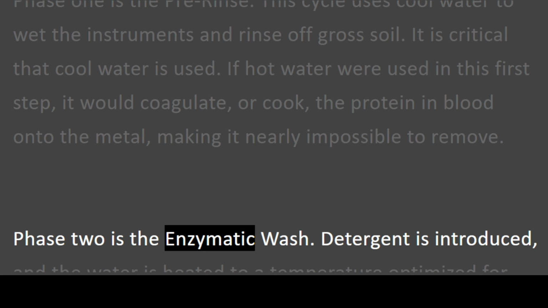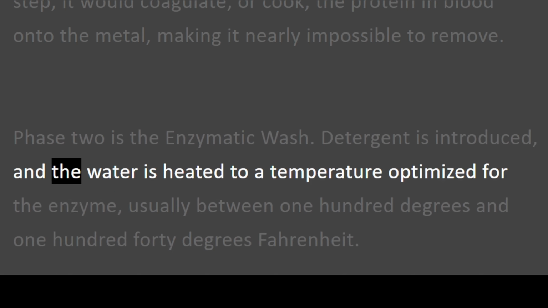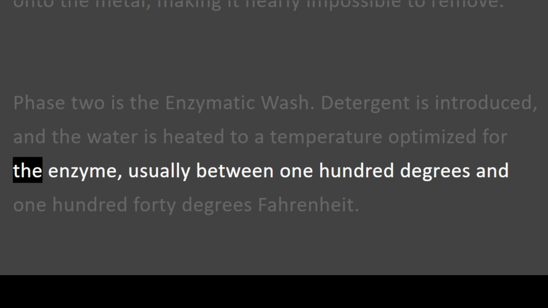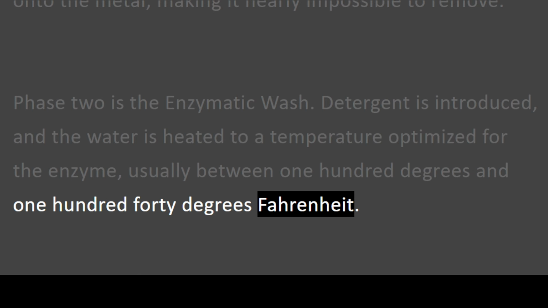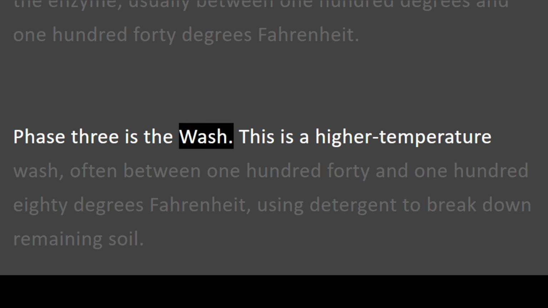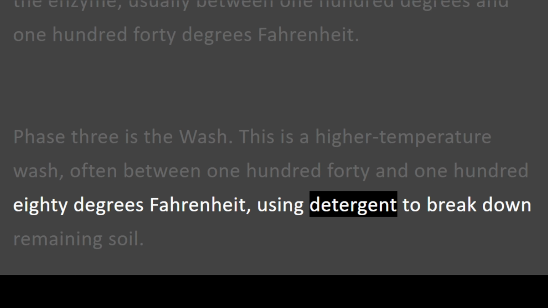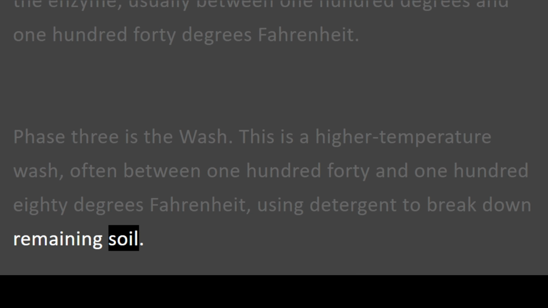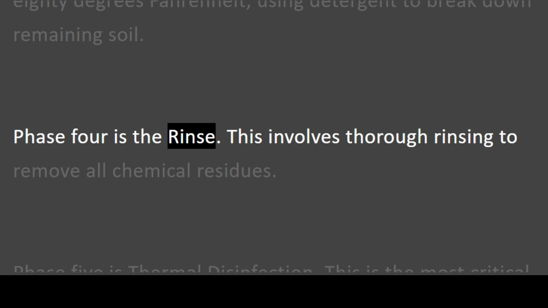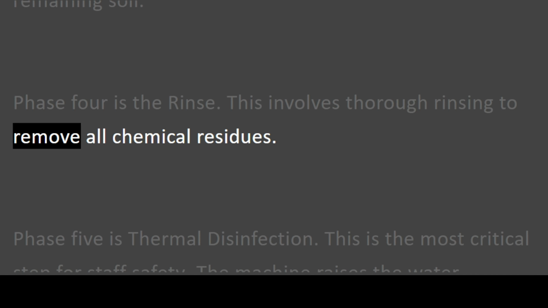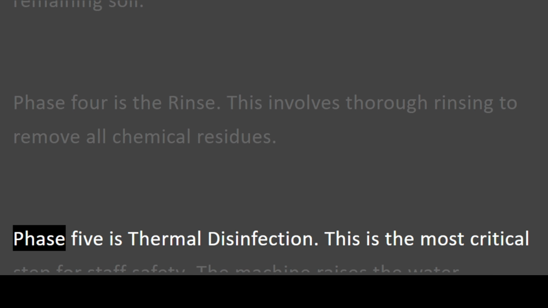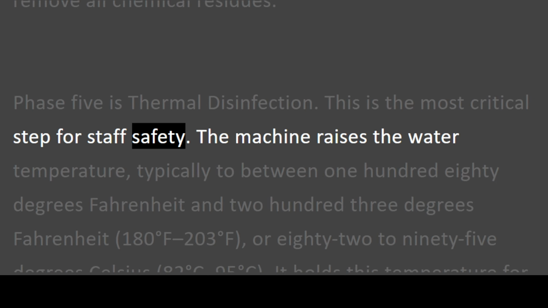Phase 2 is the enzymatic wash. Detergent is introduced, and the water is heated to a temperature optimized for the enzyme, usually between 100 degrees and 140 degrees Fahrenheit. Phase 3 is the wash. This is a higher temperature wash, often between 140 and 180 degrees Fahrenheit, using detergent to break down remaining soil. Phase 4 is the rinse. This involves thorough rinsing to remove all chemical residues. Phase 5 is thermal disinfection. This is the most critical step for staff safety.